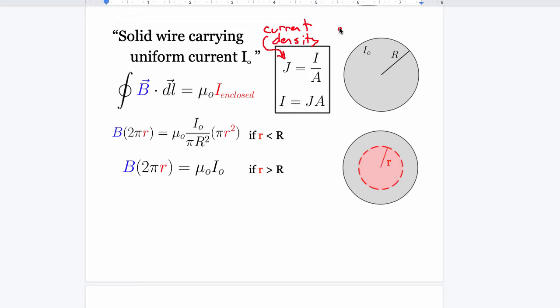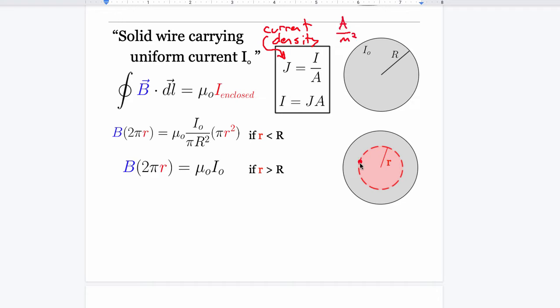That's the unit of this current density. You could use Ampere's law to figure this out, so we can figure out what the magnetic field is inside of this wire and outside. So we do it just like before. We draw an Amperian loop. It's probably not surprising that the Amperian loop here is going to be a circle.